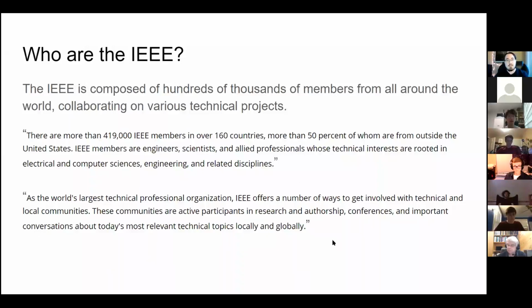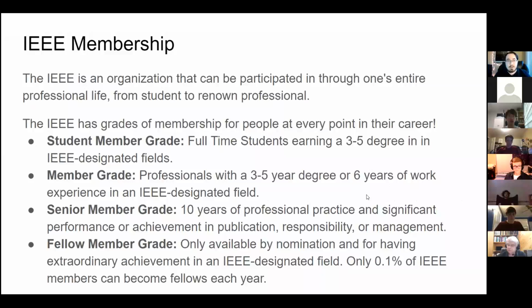I'll take a moment to talk about IEEE membership with you. The IEEE has various grades of membership. It's an organization that can be participated in throughout your entire life. To start off, this isn't a full list of the IEEE member grades. There are a few more mixed in here, but I've just gone over the core ones. There's also a life prefix that can be added on to most of these.